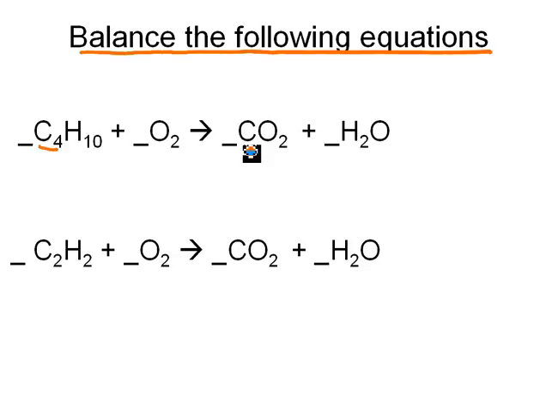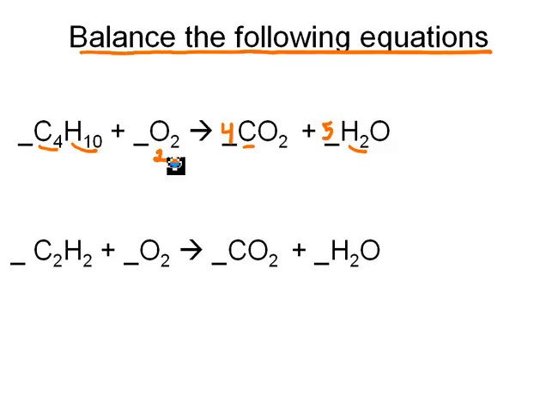I have 4 carbons and I have 1 carbon, so I put a 4 there. Okay. Then I have 10 hydrogens and I have 2 hydrogens here, so I stuck a 5 there. Okay. And the last part where a lot of you guys are getting stuck is with the oxygens. And we always save the oxygens for the end. And what I'm going to go through is just let's count up however many I have here.